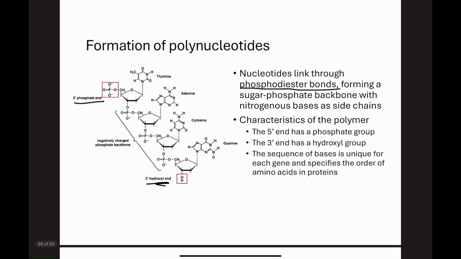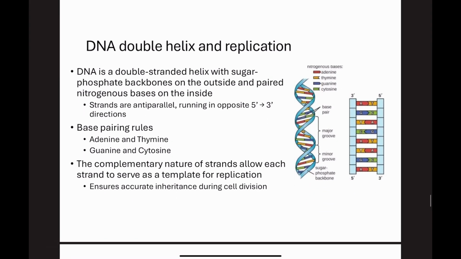So when it comes to DNA and replication, our DNA is a double-stranded helix that has a sugar-phosphate backbone on the outside and paired nitrogenous bases on the inside. DNA consists of two polynucleotide strands, and those strands spiral around an imaginary axis, which forms our double helix. Those strands are anti-parallel to each other. They run in opposite 5' to 3' directions.